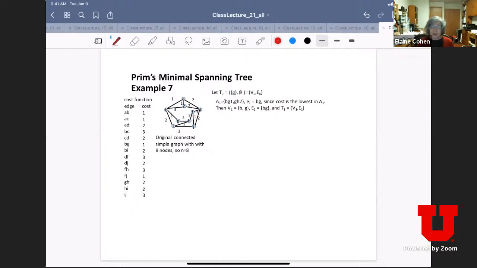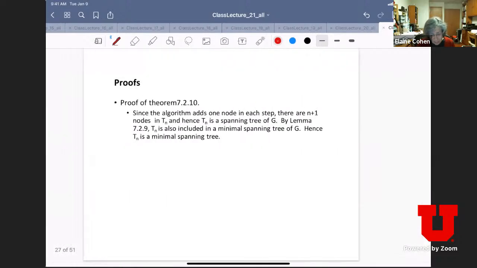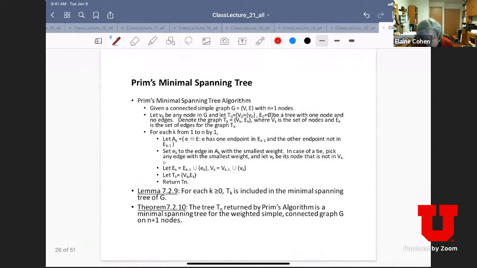Sometimes you have in the algorithm, it says look at the minimum cost, and then you're picking an edge with the minimum cost each time to put in the tree. And sometimes you have adjacent edges, so to speak, where more than one edge has the lowest cost, and that's how we can wind up with different minimal spanning trees.